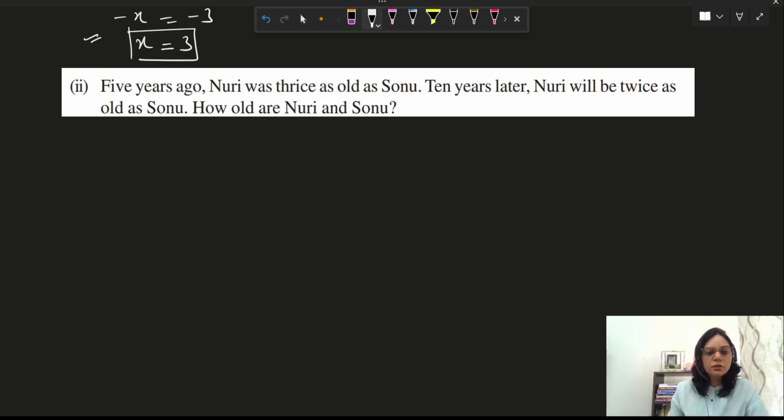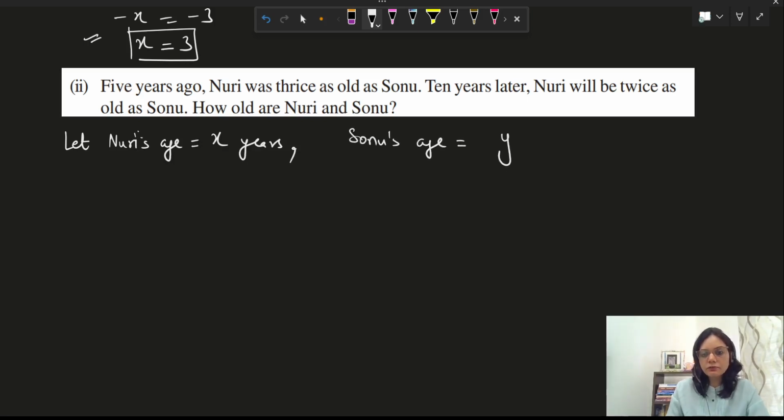Okay, so here the question says 5 years ago Nuri was thrice as old as Sonu. 10 years later Nuri will be twice as old as Sonu. So how old are Nuri and Sonu? So again we will take the ages in terms of variables. Let Nuri's age be x years and Sonu's age, I'll take it as y years.